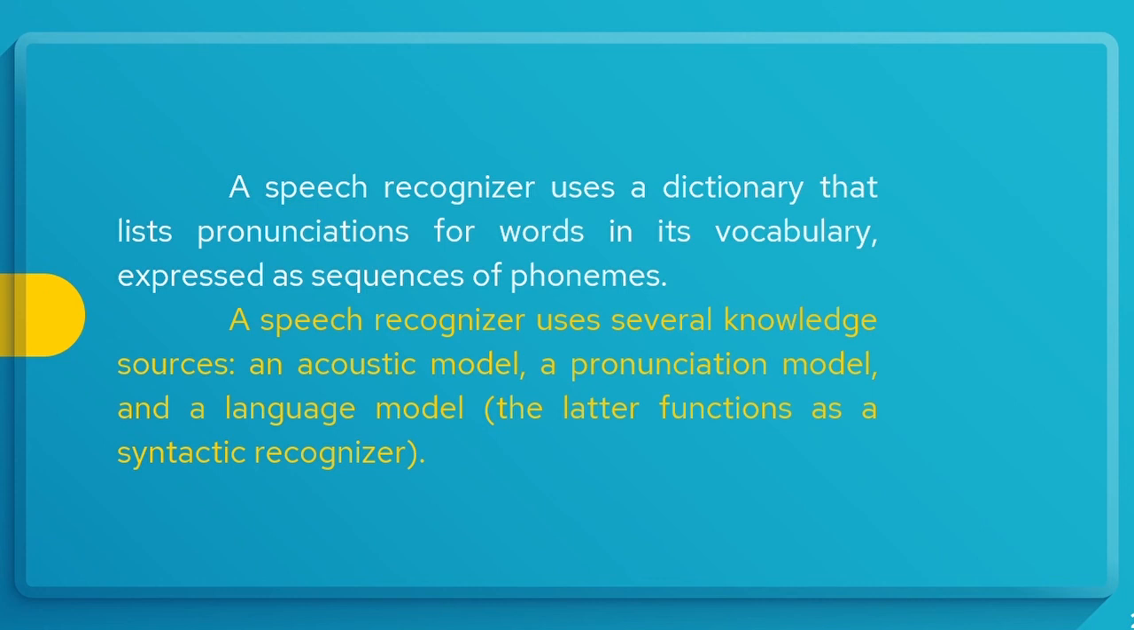They take advantage of the rich statistical information obtainable from a corpus to produce rules for recognizing a variety of combinations of sound as one and the same word. A speech recognizer uses several knowledge sources: an acoustic model, a pronunciation model, and a language model. The latter functions as a syntactic recognizer.